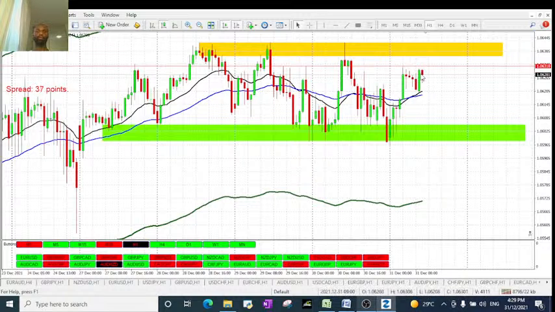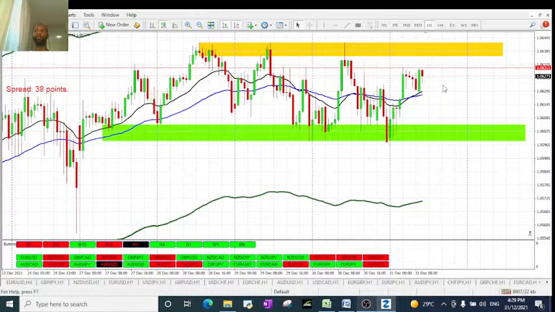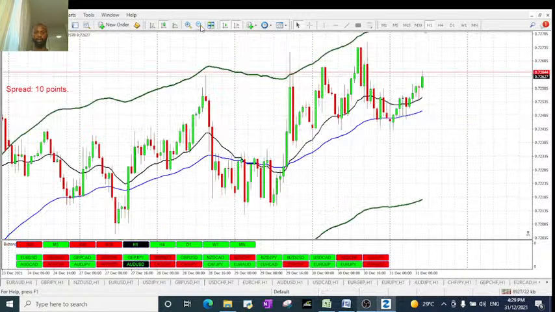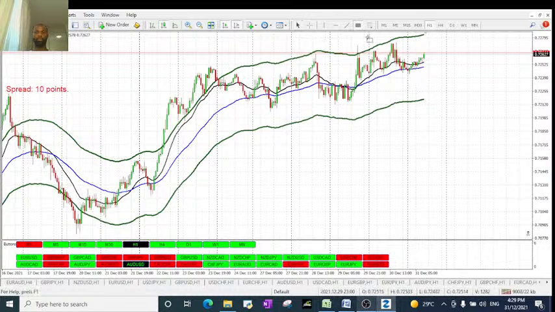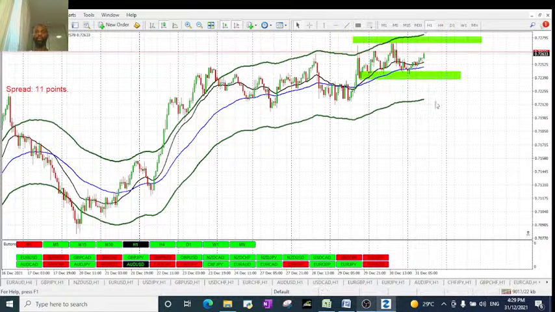So let's wait. Price either hits here, we get a massive rejection, take it down, or if we break, it's an entirely different scenario. Australian dollar. We're in a trend, but a weak uptrend.